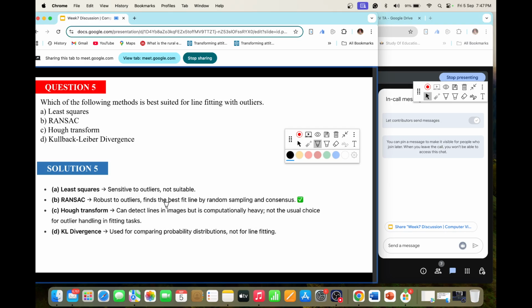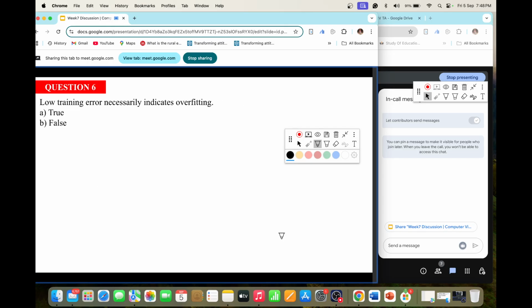Yeah. So least square is sensitive to outliers, not suitable. RANSAC is robust to outliers and best suited. Hough transform can detect lines in images, but is computationally heavy, not usual for outlier handling. And KL divergence is actually a different thing, used for comparing probability distributions, not for line fitting. Okay, so it is used for feature matching. Okay, not for line fitting. So option B is the correct answer. RANSAC is best suited for line fitting with outliers. Okay, so this is regarding question number 5.